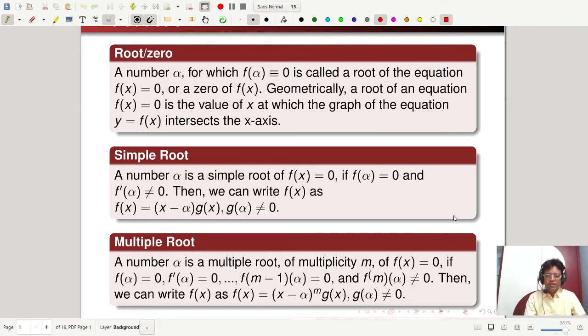Then we can write f(x) as (x minus alpha) g(x), provided that g(alpha) not equal to 0. This is from the factor theorem.